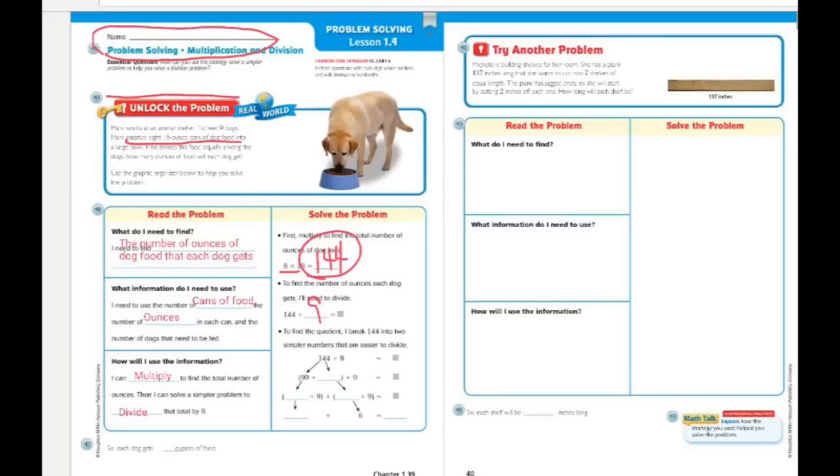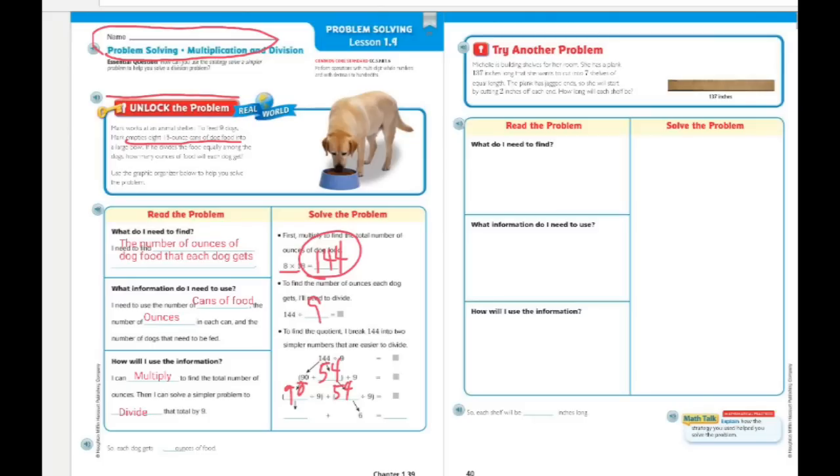To find the quotient, I break the 144 into 2 simpler numbers that are easier to divide. So 144, well, I can divide it by 90. 90 plus what equals 144? Well, 90 plus 54 is 144. And I know that 9 can go into 90 fairly easily, and I know that 9 can go into 54 pretty easily. So by dividing 90 by 9 and 54 by 9, and adding those two quotients together, I'm going to get the whole quotient.